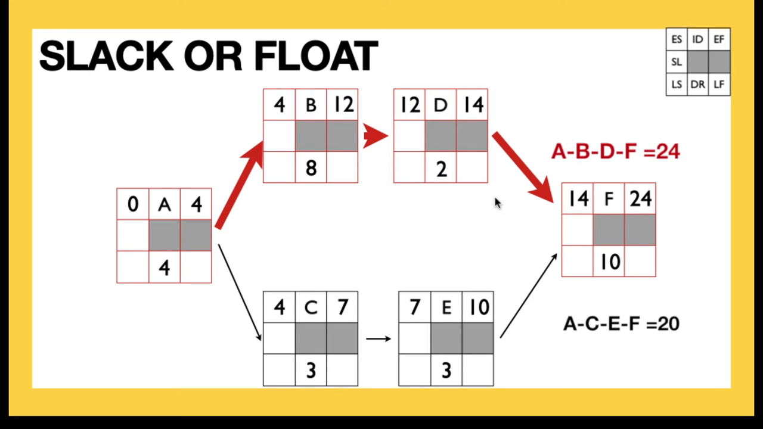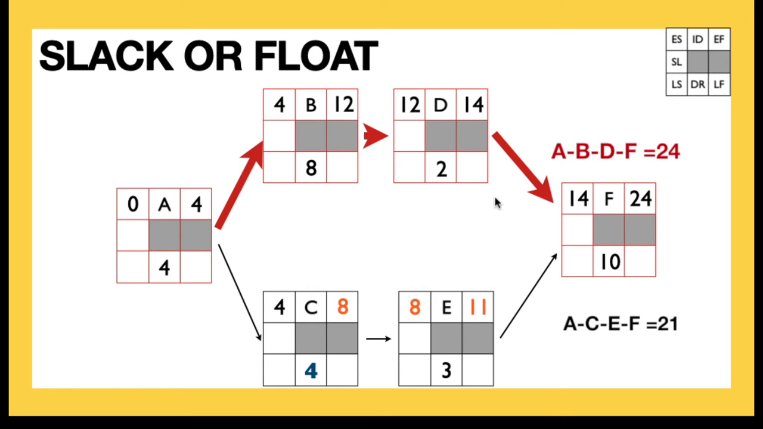So in other words, we could delay C, and it would probably not affect the overall project time. So let's say that C takes 4 days instead of 3. Well, that's going to affect our forward pass calculation. It's going to affect the calculations on E. However, the calculations on F remain the same. And in fact, the duration of our project remains at 24 days. However, what has happened is we've used up some amount of slack. Notice the difference between 24 and 21. Well, that's just 3. So there's only 3 days of slack in the path A, C, E, and F.